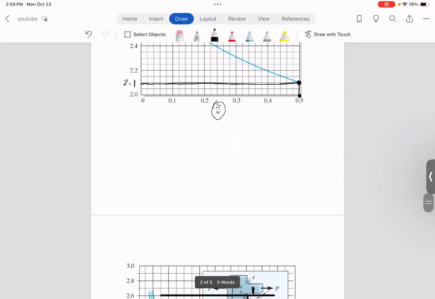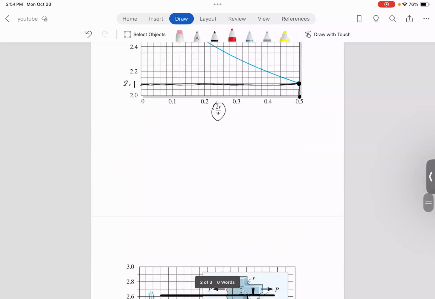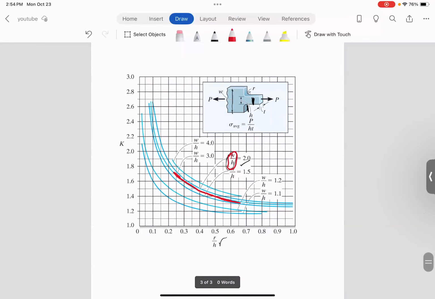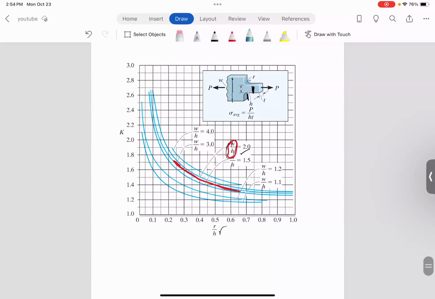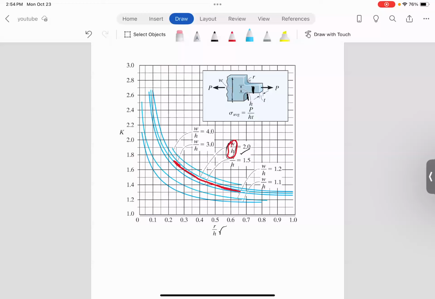Let me highlight this curve for you with the red. So W over H equal 2 is right here. Let me see if I can draw that curve for you more or less. And what do we need? We said R over H here was 0.5. So let me use a different color here, maybe. How about that? 0.5, right?